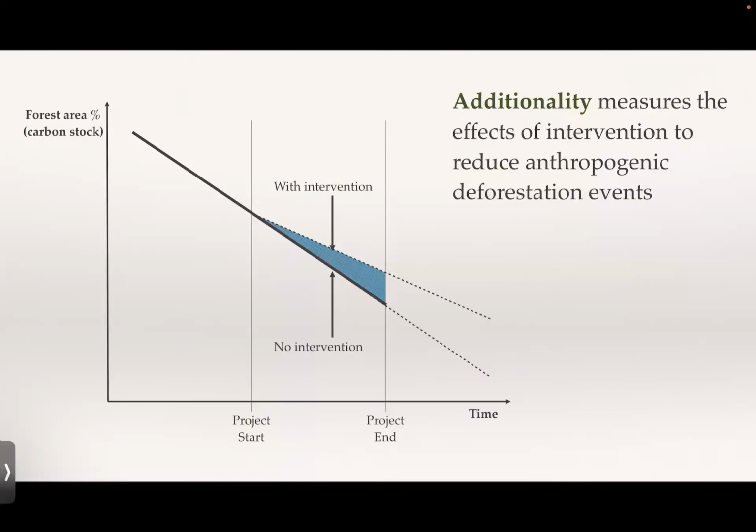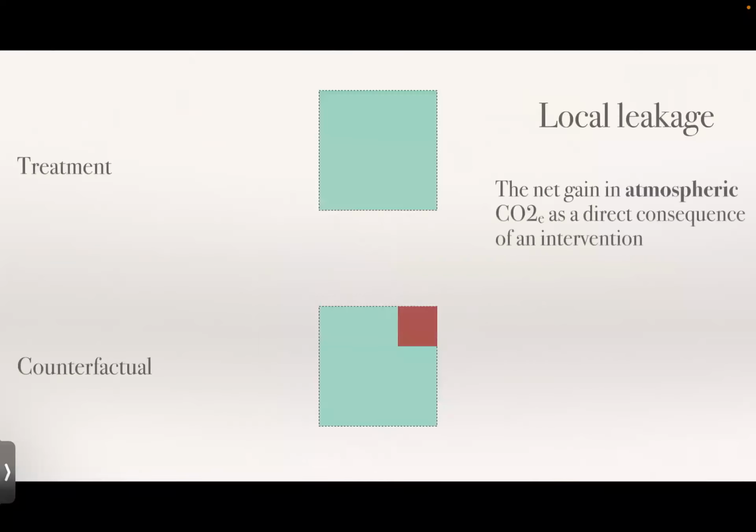Another way to look at it is the rate of deforestation in the counterfactual area versus the rate of deforestation, the line above, in the project area. The gap between the two is essentially the additional gain from having the project. So that's the idea over here.